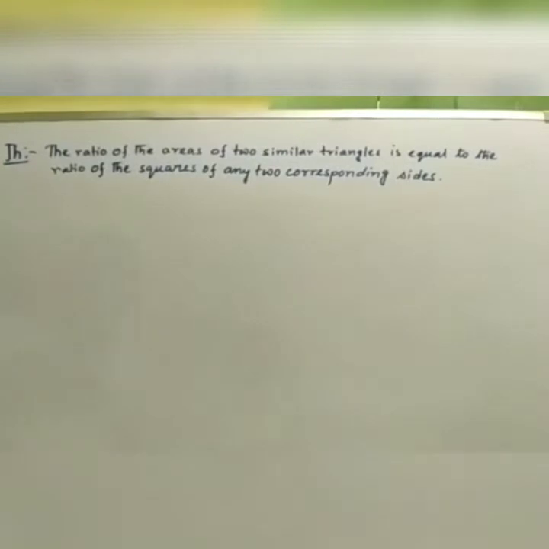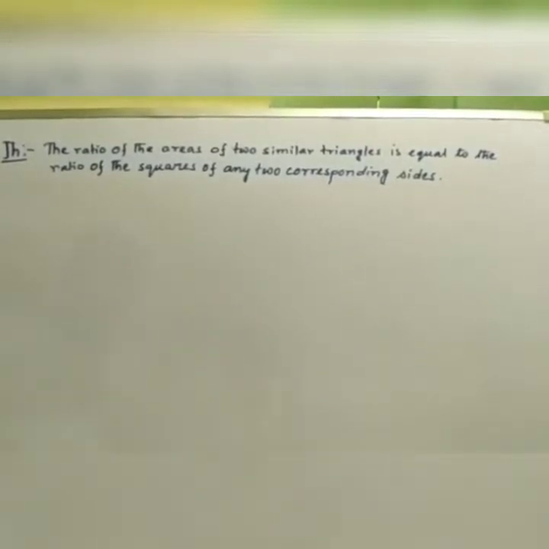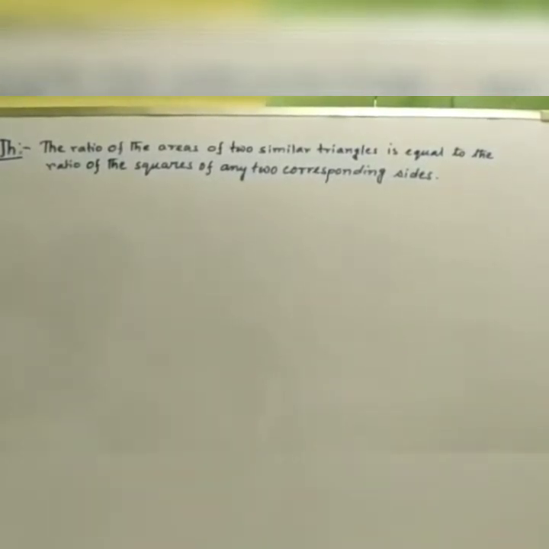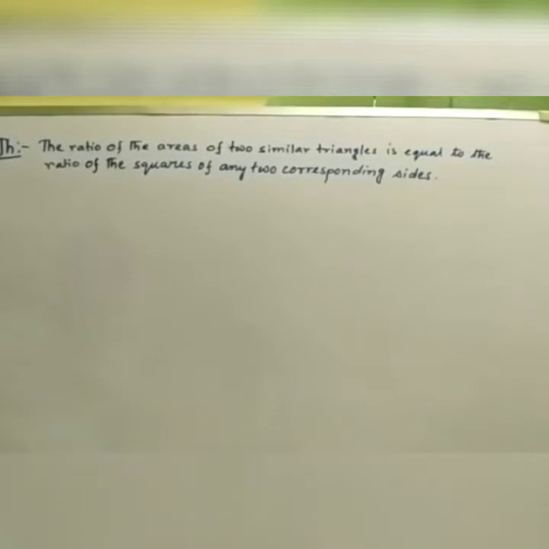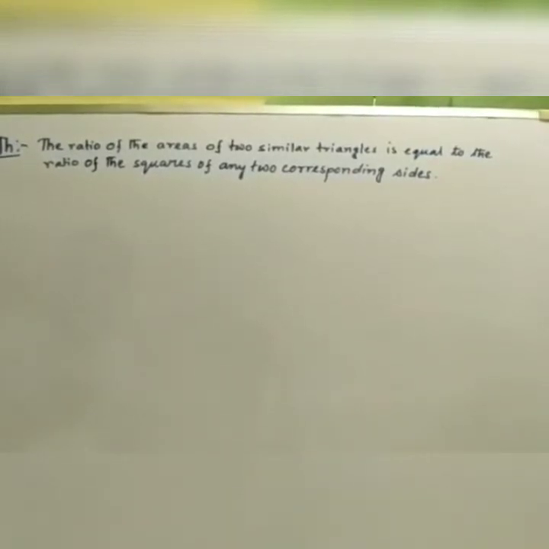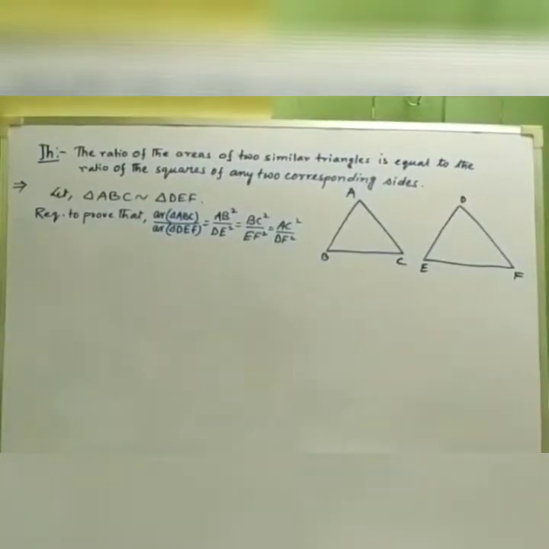The ratio of the areas of two similar triangles is equal to the ratio of the squares of any two corresponding sides. So you have two similar triangles, and the ratio of their areas is equal to the ratio of the squares of any two corresponding sides. That is the theorem that we need to prove, and before that we need to draw the figure. So let us see the figure.